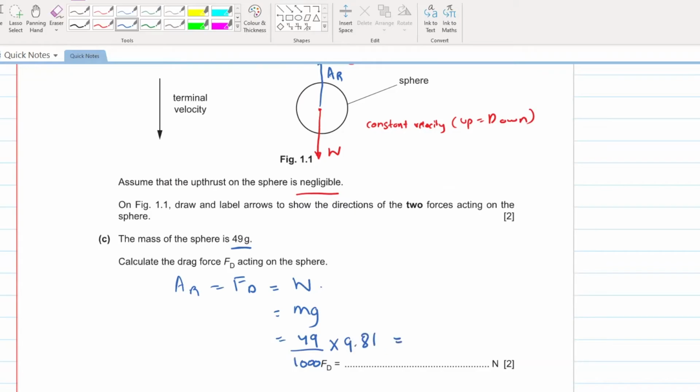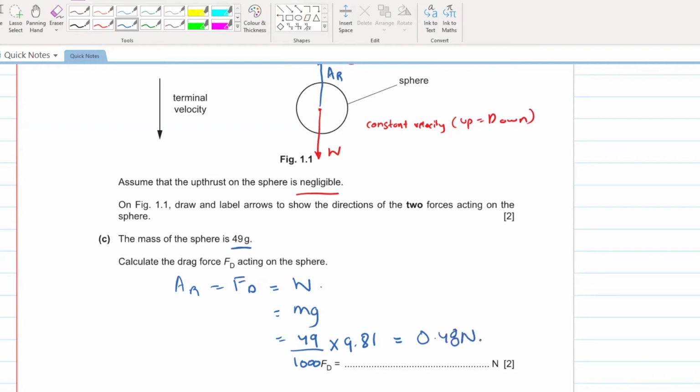Can you calculate the drag force? Can you guys calculate the drag force here? Yes, the drag force comes out to be 0.48 Newton.